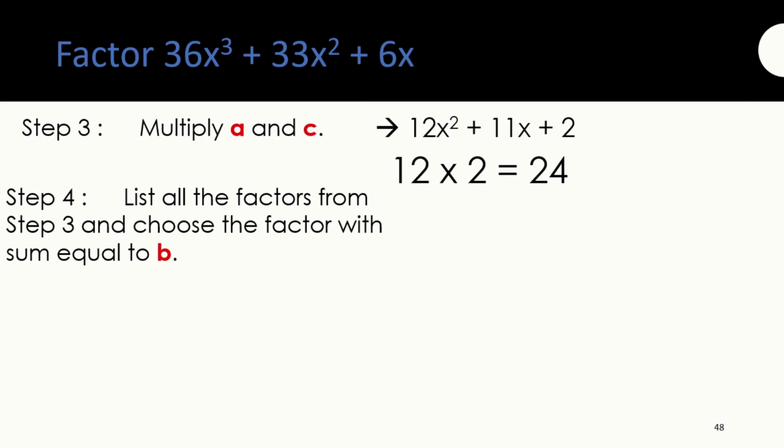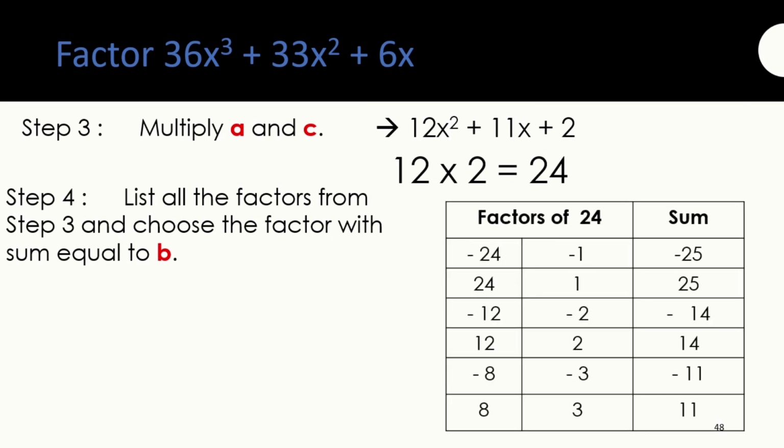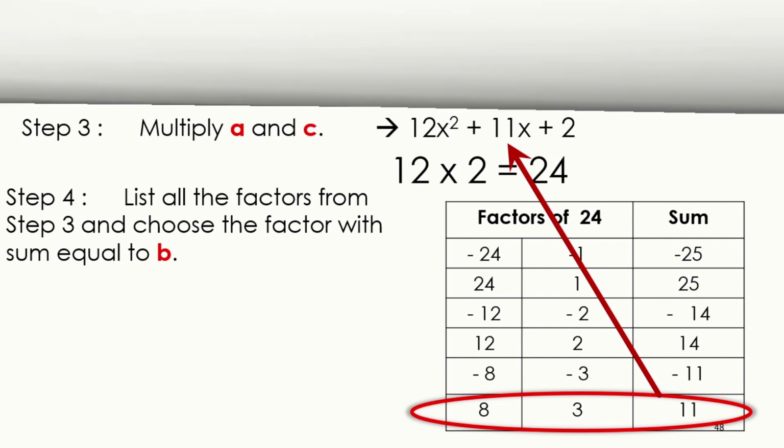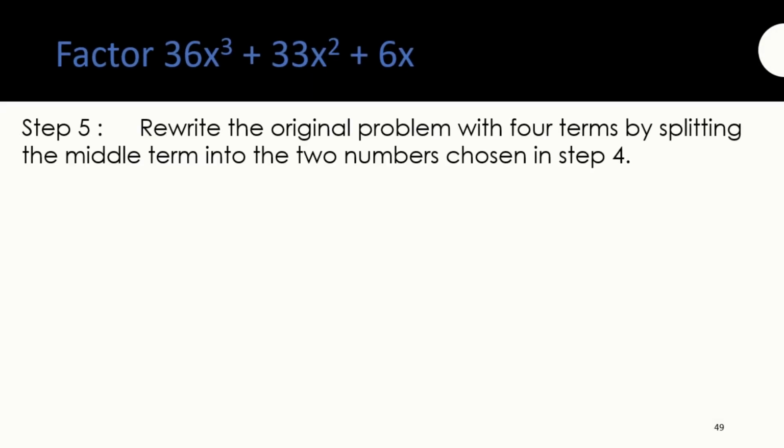So, list all the factors from step 3. Then, hanapin natin ang mag-i-equal sa letter B. So, base tayo dun sa nasa step 3, 11. Positive 11. So, ang kukunin natin ay 8 times 3. Okay, next, step 5 natin. Okay, so we will rewrite it into 4 terms.